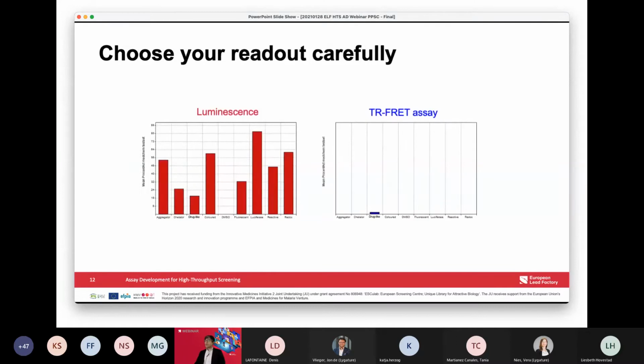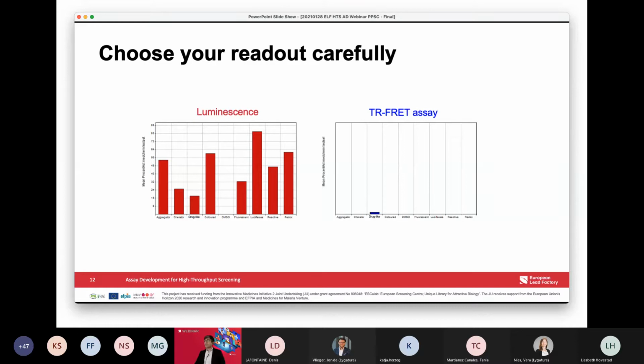Here I'm showing you results from 2 assays, assay readouts based on the same target, perturbed with a selected set of typical assay interfering compound classes. These are aggregators, chelators, colored compounds. This is a DMSO control, fluorescence, luciferase inhibitors, reactive and redox compounds. And these are typically the kind of compounds that come up in a lot of assays as false positives.